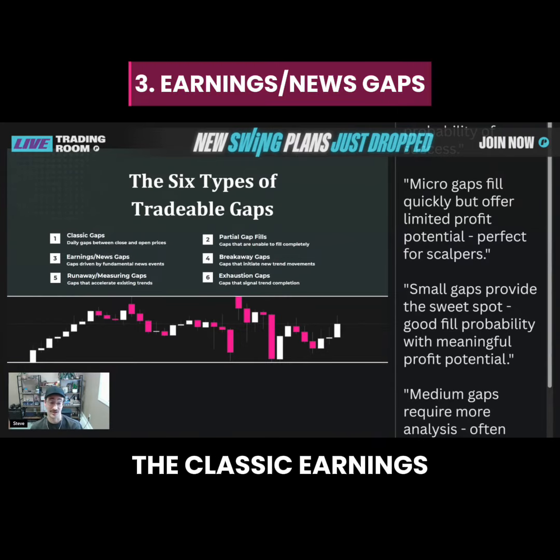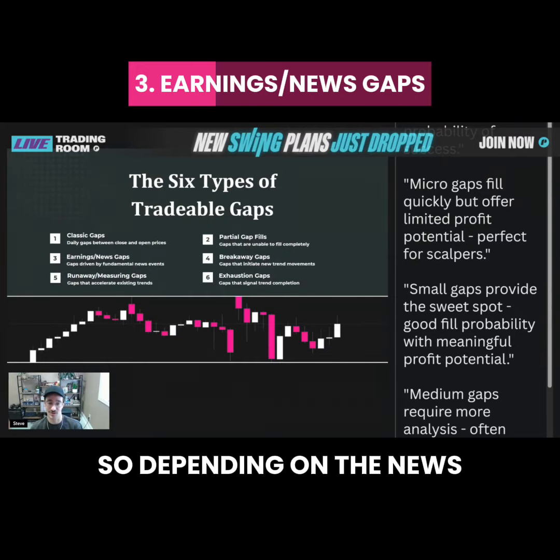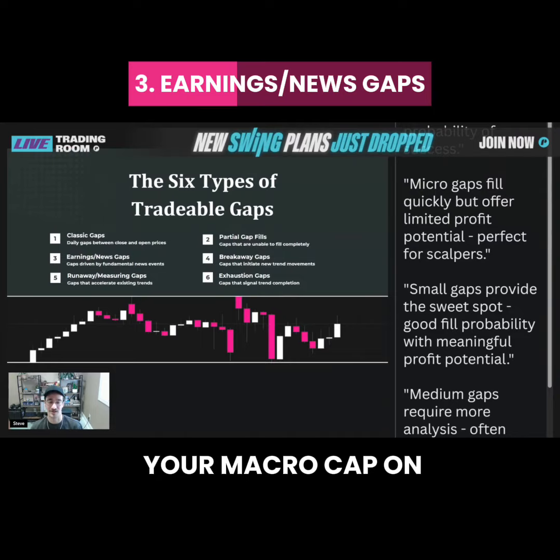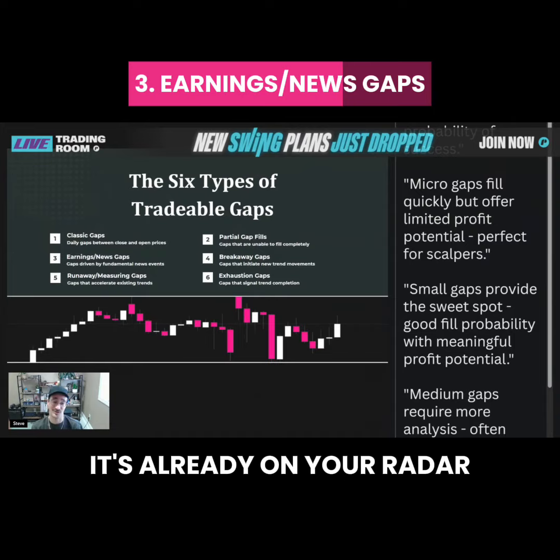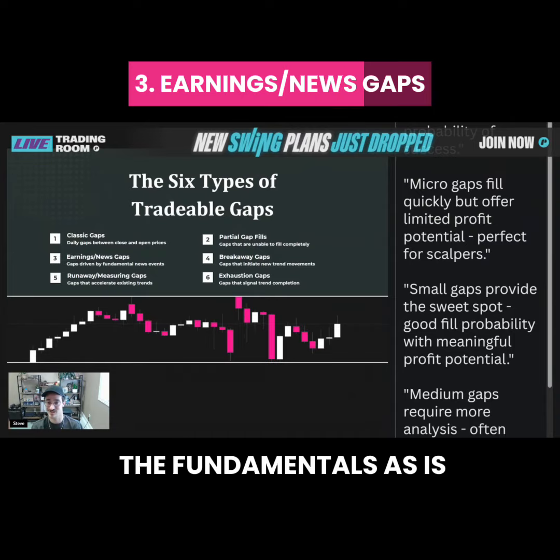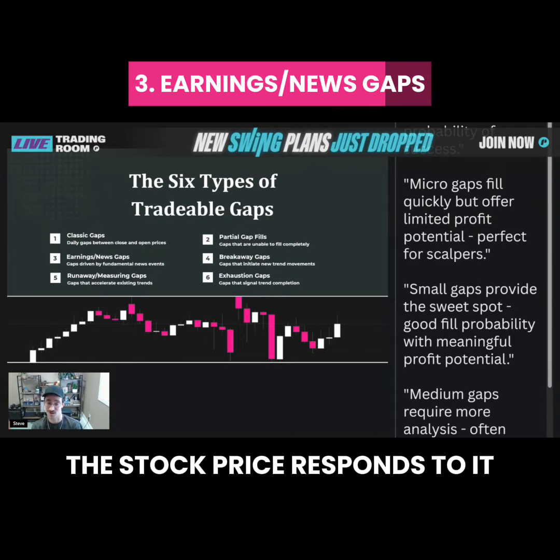So you have the classic earnings and news gaps, obviously big catalyst, it's going to move everything. And like I said, they're driven by fundamental news. So depending on the news, you have to kind of put your macro cap on and really think about what the implications are for the headline. So those can be a little tougher, but if you are a macro trader as well, you can really catch some home runs here. You see the gap up, it's already on your radar because you like the fundamentals as is. The fundamentals improve, the stock price responds to it.